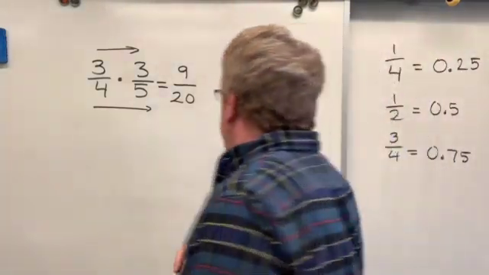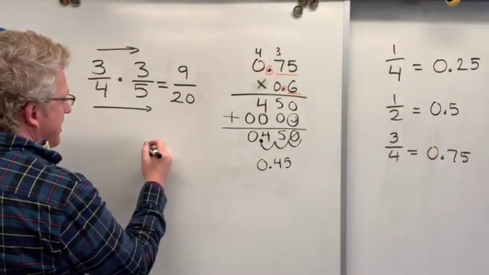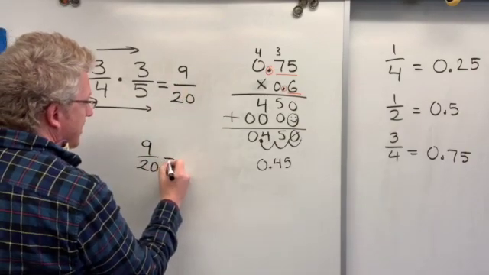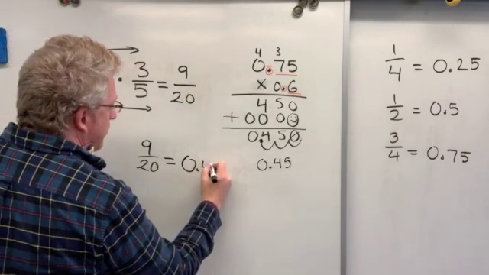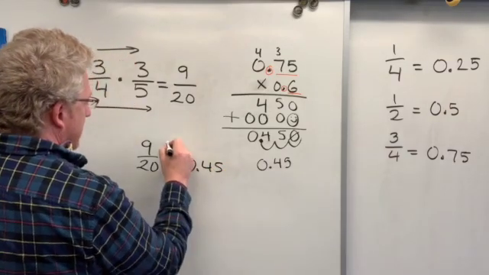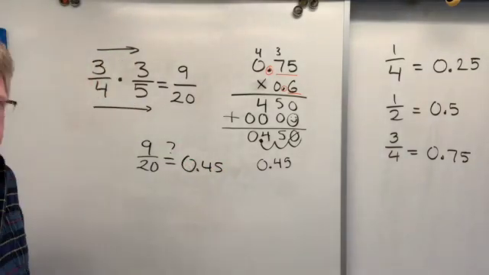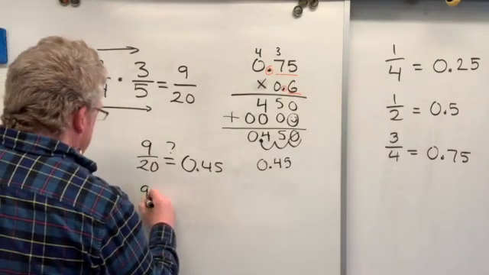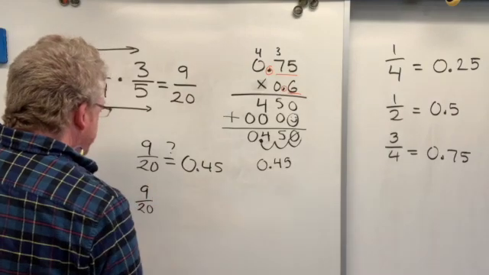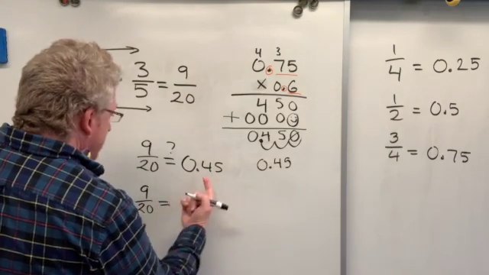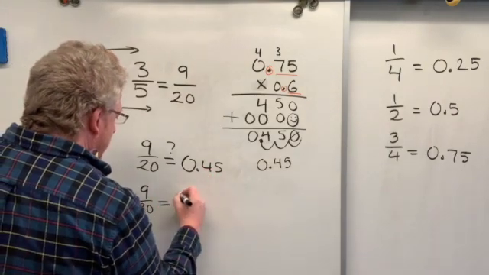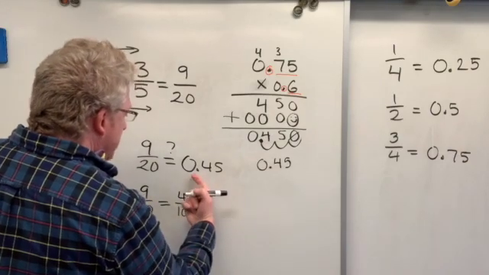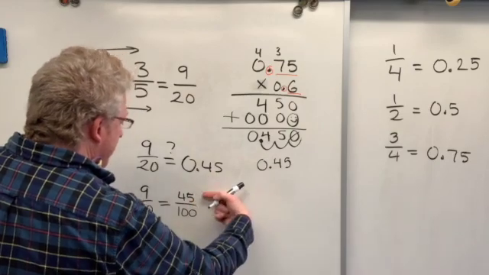So the question is, is 9/20 from here equivalent to 0.45? How can I prove it? How can I prove it? Well, we know that 9/20 is going to be equal to, what's this as a fraction? 45 over 100, because 45 hundredths.